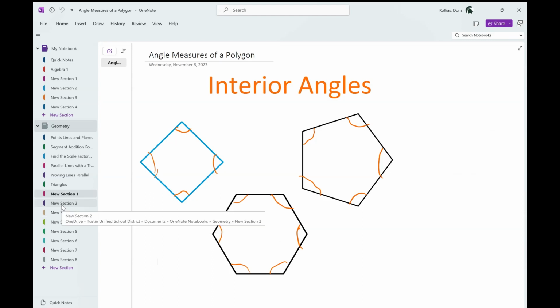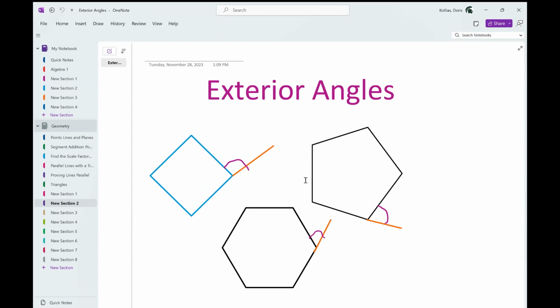Let's also take a quick look at the exterior angles of a polygon. If I were to draw an extension of any side of a polygon, like this red mark here, which is an extension of that side, I have now created an exterior angle. That is an angle that is formed between the exterior of a side and the extension from the other side. Same thing here. This is another exterior angle. And so is this.